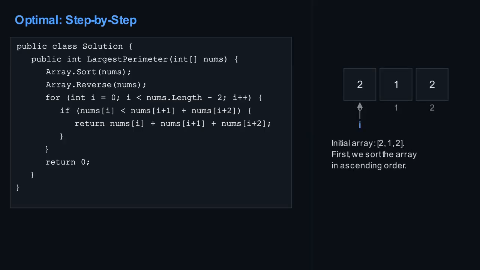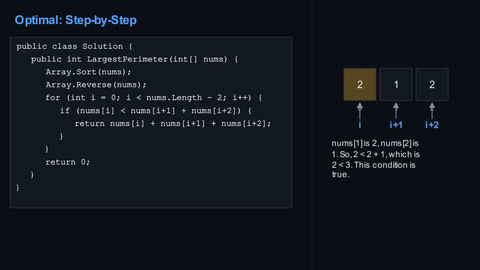Let's trace this with an example. The input array is 2, 1, 2. First, we sort the array in descending order, so it becomes 2, 2, 1. We start iterating from the first element, which is at index 0. Our first potential triplet consists of the sides at index 0, 1, and 2. These are 2, 2, and 1. We check the condition. Is the side at index 0, which is 2, less than the sum of the sides at index 1 and 2, which are 2 plus 1? Yes, 2 is less than 3.